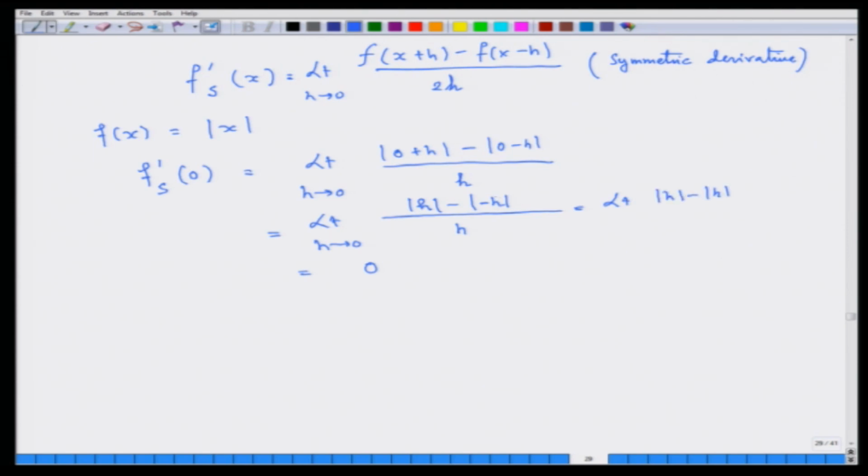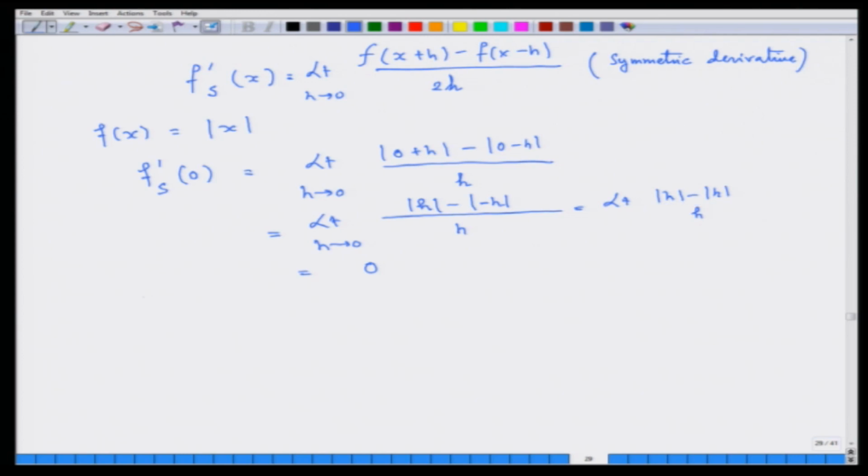If h is positive, -h is negative, so there will be a minus in front of it and it will become h. So, it will become h minus h. You can try it out with h negative separately if you are not convinced that |-h| is |h|, because the distance of h from 0 and the distance of -h from 0 are the same. You just have to understand that the absolute value of a given number is nothing but its distance from the origin 0. So, this is 0. The symmetric derivative of this function exists even though the actual derivative does not exist.